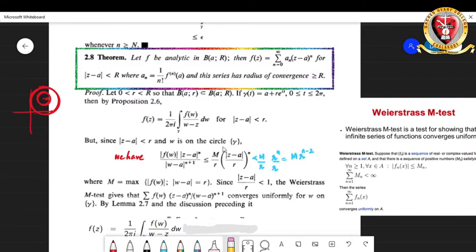That will be less than or equal to some quantity. We are assuming that the modulus of w minus a is equal to r. So you get the modulus of f of w to have some maximum value on that boundary. Let that be M, so that is less than or equal to M into modulus of z minus a the whole raised to n divided by modulus of w the whole raised to n plus 1. So you can substitute r instead of modulus of w minus a, and what you end up with is a value like this.